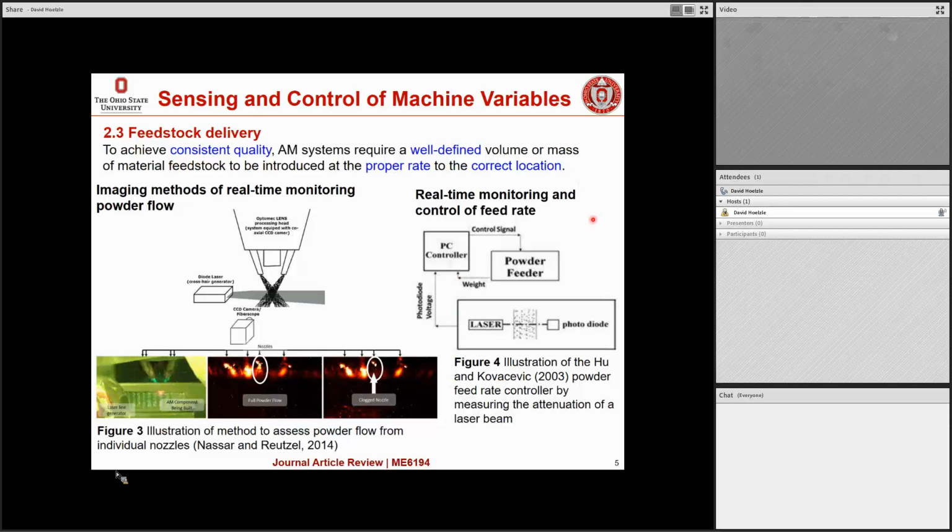Another one is the real-time monitoring and control of the feed rate. This is done by measuring the attenuation of the laser beam, because when the laser beam passes through the powder, there will be some attenuation. By measuring this change, you can know the attenuation will indicate the powder feed rate.